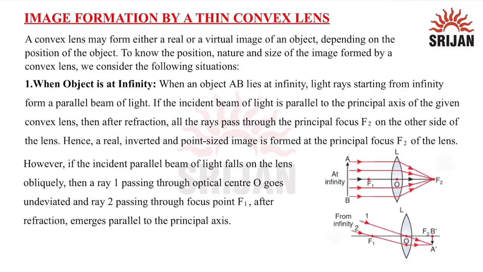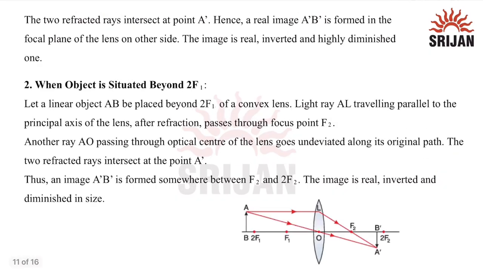However, if the incident parallel beam of light falls on the lens obliquely, then ray 1 passing through the optical center goes undeviated, and ray 2 passing through the focus point f1 emerges after refraction parallel to the principal axis. Now the two refracted rays intersect at a point A dash. Hence a real image A dash B dash is formed in the focal plane of the lens on the other side. This image is real, inverted and highly diminished.